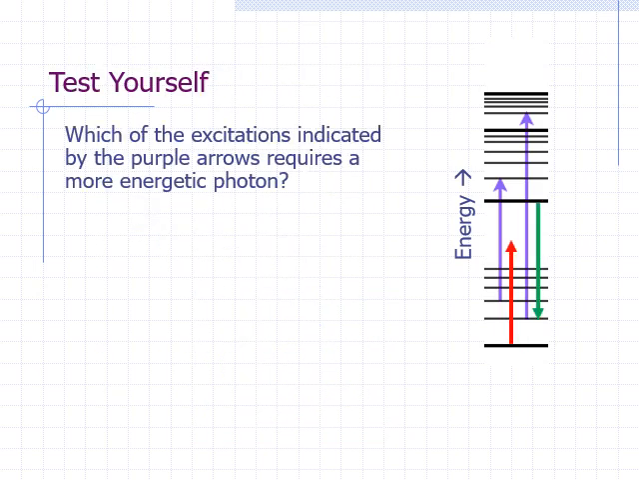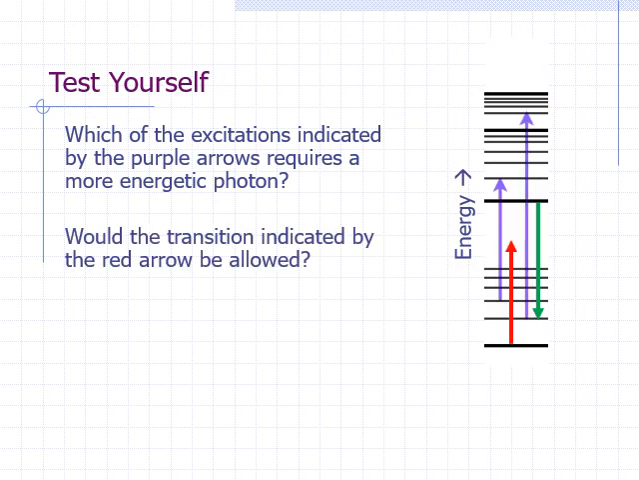Which of the excitations indicated by purple arrows in the diagram shown here requires a more energetic photon? The longer arrow represents a bigger energy change and will require a more energetic photon.